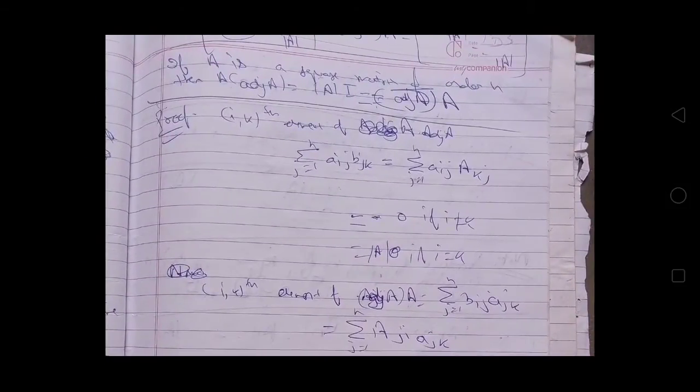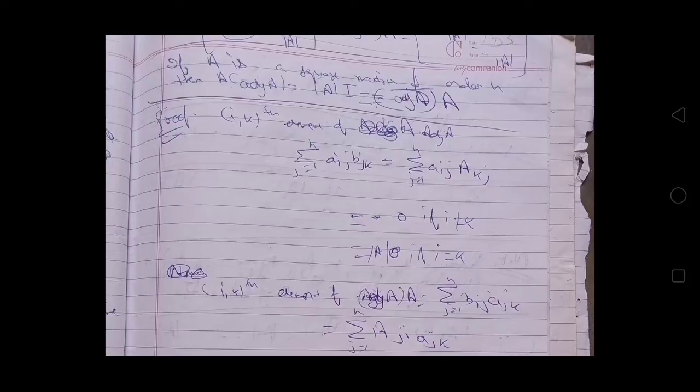Now see this note. If A is a square matrix of order n, then A into adjoint A will be equal to the determinant of A into the identity matrix. This will be equal to adjoint A into matrix A.